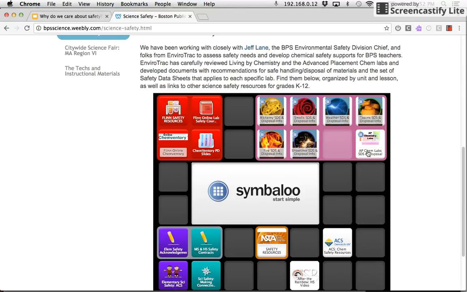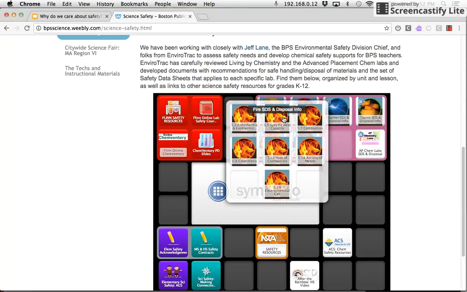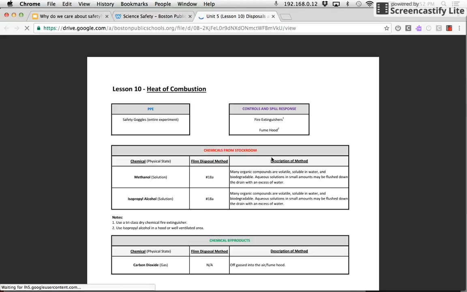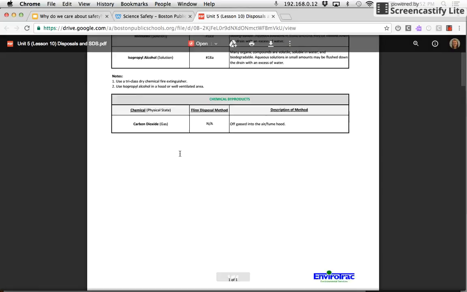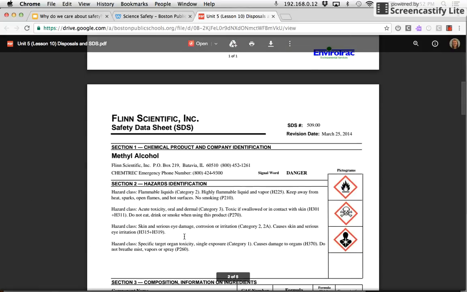So if we scroll down, it has info about all of the labs, and even if you don't follow Living by Chemistry, which is what this is broken down to very exactly, I think you'll find that most of the labs that I've seen that we do across the district fall into these categories. So this is great because when you click on a lab, it comes up with the PPE that needs to be worn, all of the considerations, et cetera, and it has the SDS.